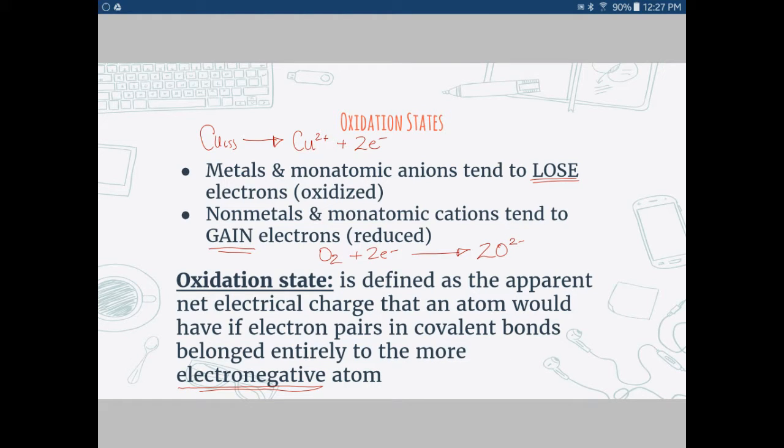We always have to remember that if we lose electrons, we are oxidized. If we gain electrons, we're being reduced. We can use one of our two acronyms, which is OIL RIG or LEO GER. Either acronym you choose to use is completely acceptable, and it's a great reminder to keep jotting it down and have it at the top of your page as we go through. Let's look at what it really means to have an oxidation state and electrons belonging to a more electronegative atom.